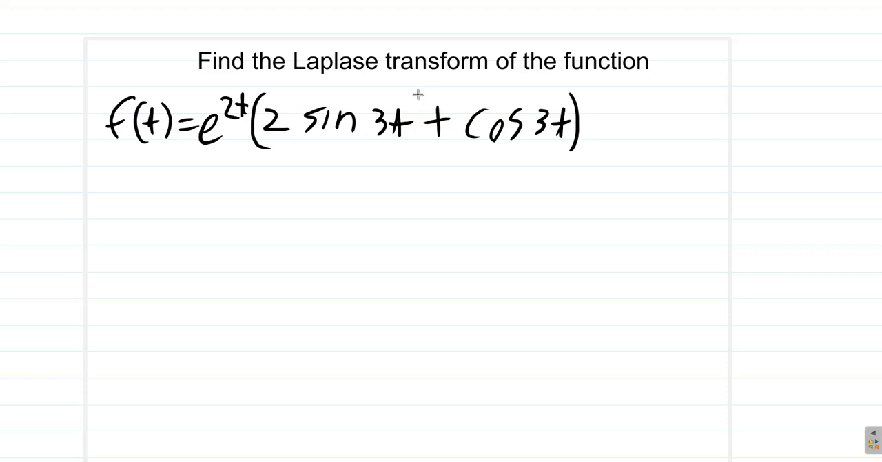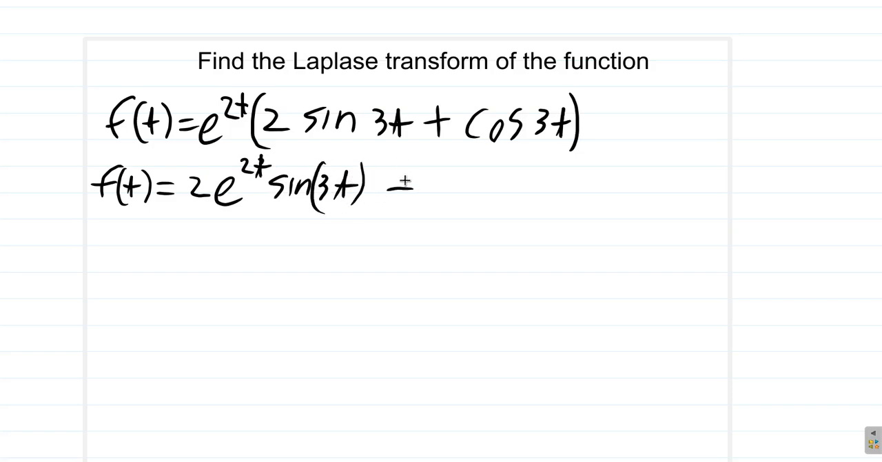We have this function here to find the Laplace transform. f(t) equals e^(2t) times (2 sin 3t plus cos 3t). Now, let's expand the brackets and write it as f(t) equals 2e^(2t) sin 3t plus e^(2t) cos 3t.